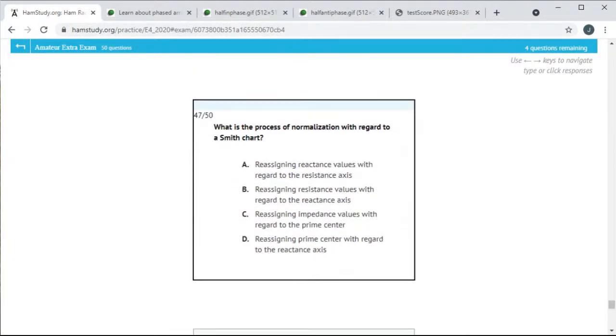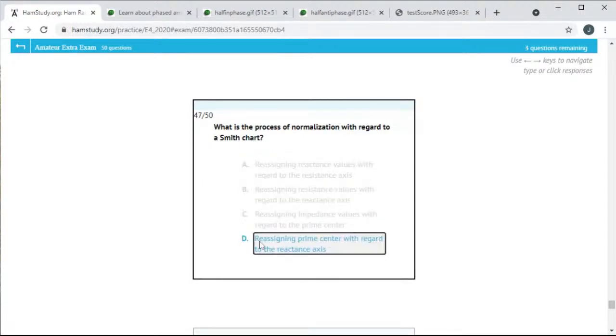I'm not exactly sure. What is the process of normalization in regards to a Smith chart? A, reassigning reactance values with regard to resistance axis. B, reassigning resistance values with regard to reactance axis. C, reassigning impedance values with regard to the prime center. D, reassigning the prime center in regard to the reactance axis. I'm going to go with D.